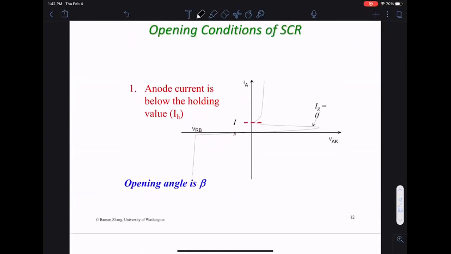Any questions on the bipolar transistor and the SCR? Okay, I'm going to assume we have all seen this, and this is basically reintroducing it to make sure we have the same terminology.